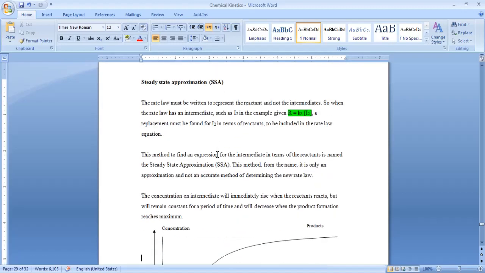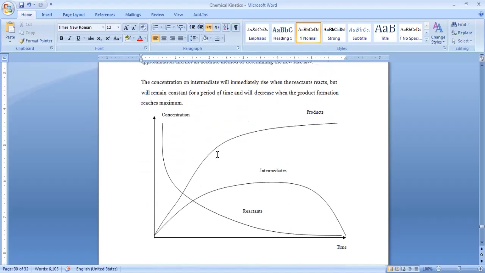Okay, what is the SSA? If you look at the profile of the concentration of the reactant, the intermediate and the product: the concentration of reactant will decrease until it becomes 0, but the concentration of product will increase until it becomes constant. The intermediate, initially, will increase, then become constant, and then decrease to become 0. When all the intermediate has reacted, then you have full product formation. That is what the profile tells us.